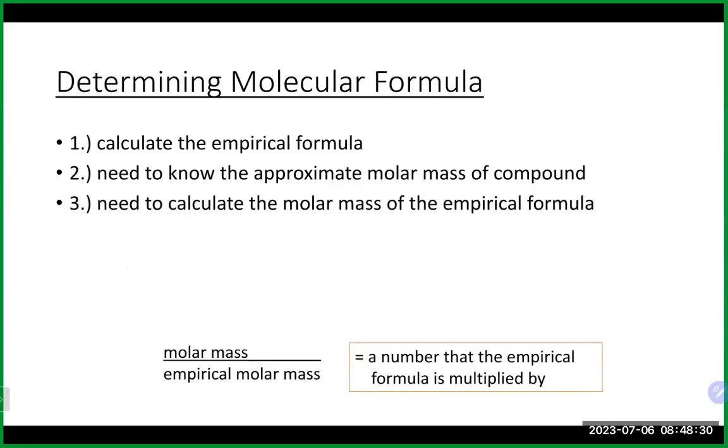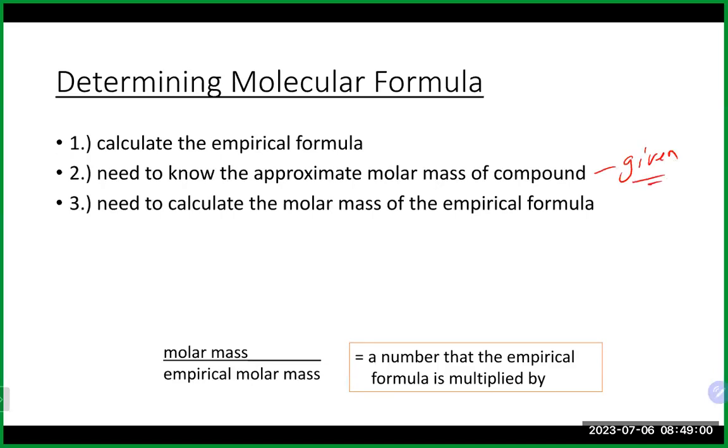All right. So let's talk about determining the molecular formula. There's really 3 things that you need to calculate the molecular formula. You need the empirical formula. In some problems, it may be given to you. In other problems, you may have to calculate it like we've been talking about. You also need to know the approximate molar mass of the compound. The good news about that one is in book problems that is usually given to you.